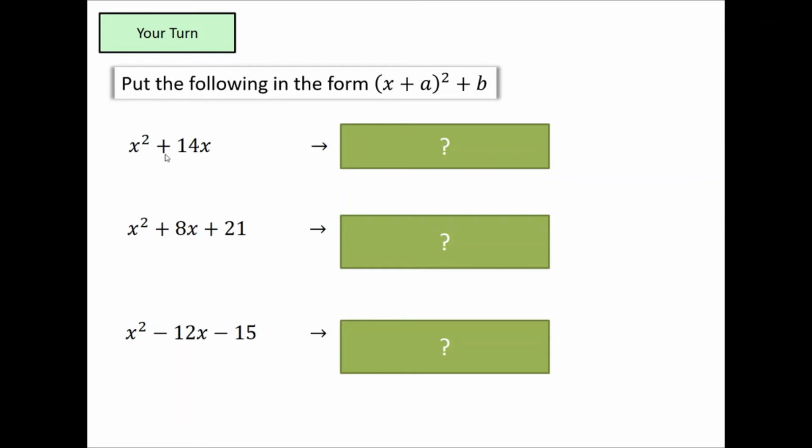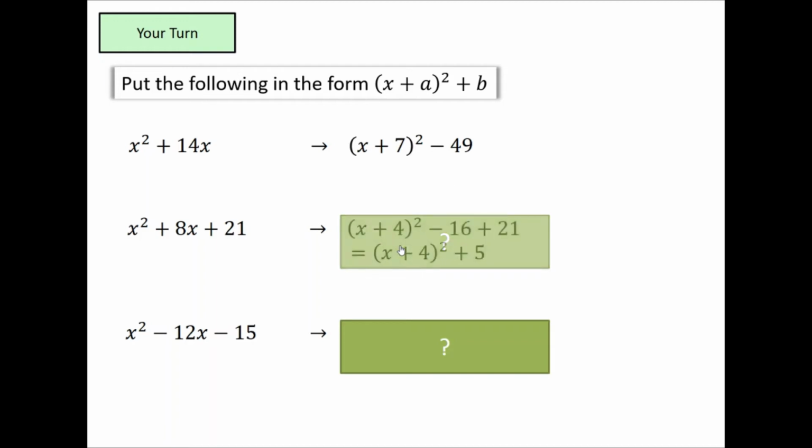So for this first question, x squared plus 14x. Remember, we need to divide the value here, 14 divided by 2. So we end up with x plus 7 all squared and subtract the square of the 7, so minus 49. So we got x plus 7 all squared minus 49.